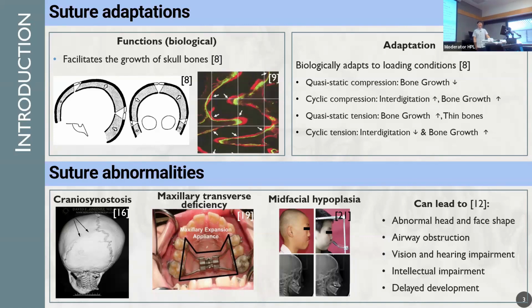Forensics question. Okay. Can you look at a skull and determine a child's age by looking at the sutures? Yes, people did that. And some people also looked at the sutures to define injury of the child. Was it abuse? Was it accident? Yeah.